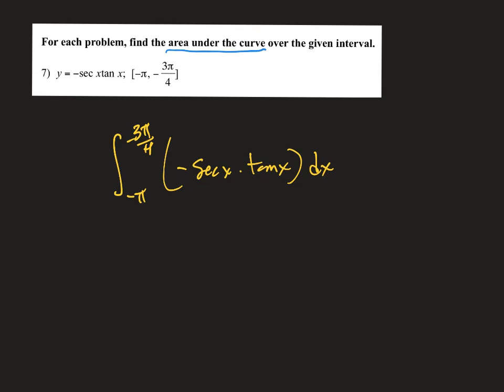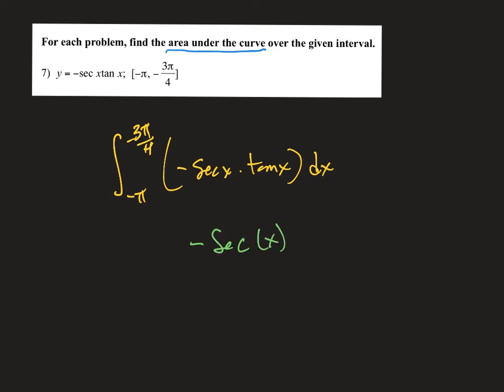And the first thing we need is the antiderivative. So the derivative of secant x is secant x tangent x. So the derivative of negative secant x is negative secant x tangent x. So the antiderivative of what we have here is just negative secant of x.